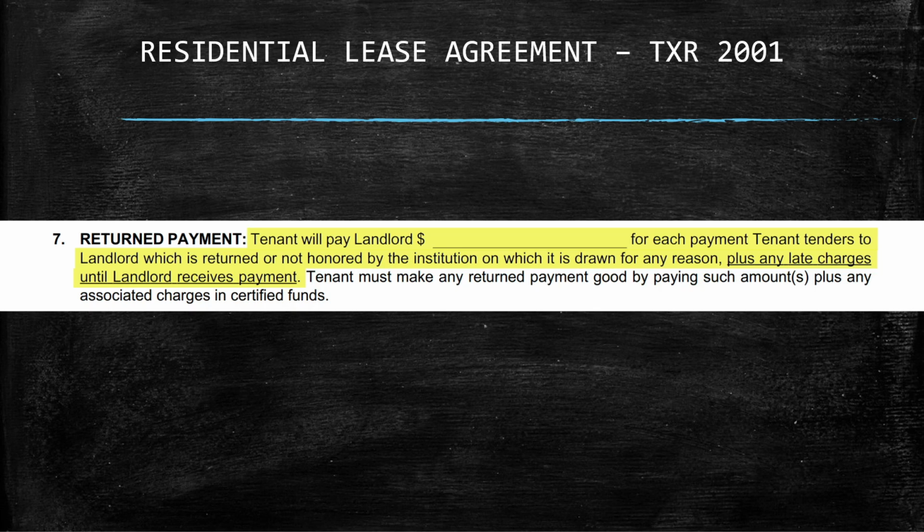Also in paragraph 7, it says that the tenant must make any returned payment good by paying such amounts plus any associated charges in certified funds. So with respect to every return payment, it's not enough for the tenant to just write another personal check. Now the lease requires that the tenant has to show up with a cashier's check or some other type of certified funds from a financial institution.